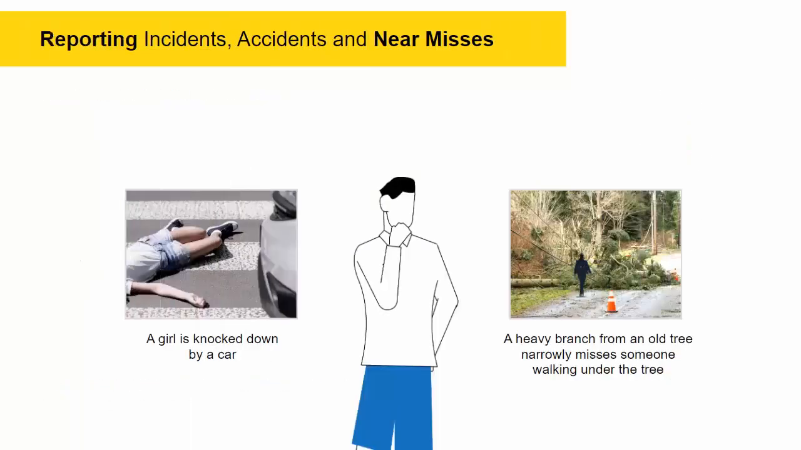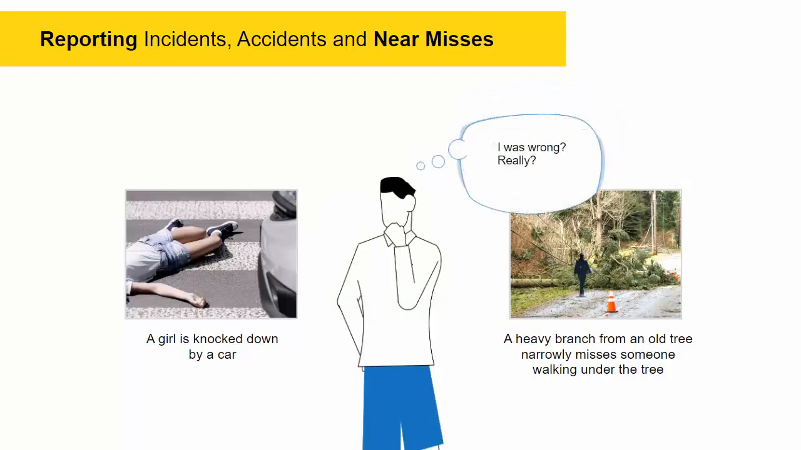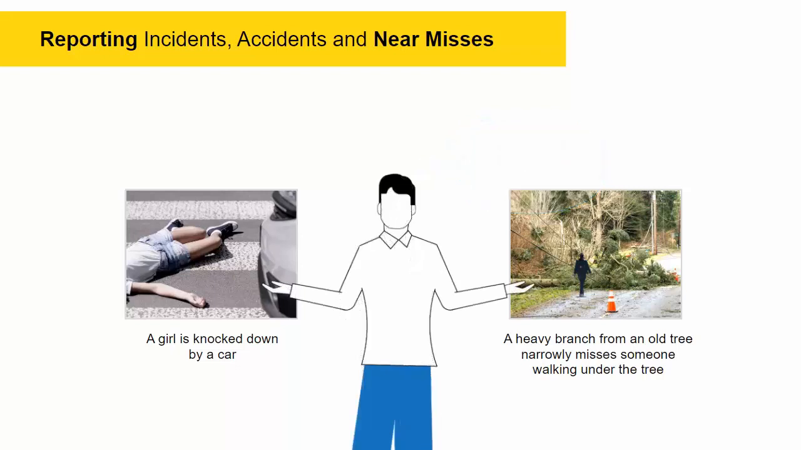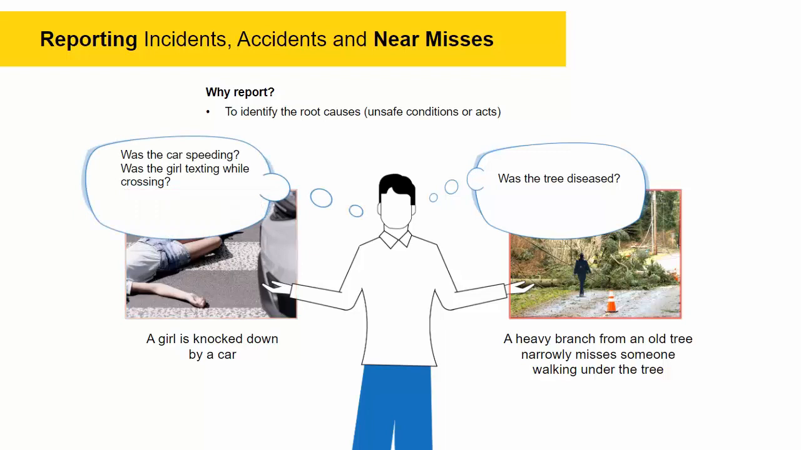While on campus, Jimmy witnessed these incidents within the same day. He only reported the car accident as the victim sustained injuries, while the other incident was just a near miss. Do you think Jimmy did the right thing? Well, Jimmy should have reported both the accident and the near miss incident. Jimmy must report the accident and near miss to help identify their root causes. Many times, the root causes boil down to having unsafe conditions or people engaging in unsafe acts.